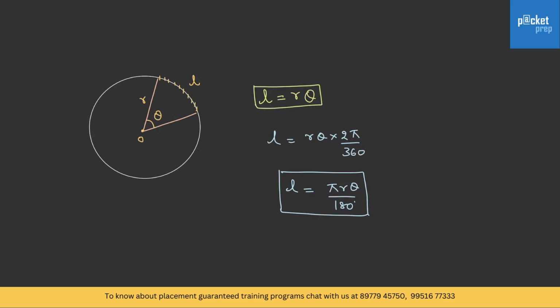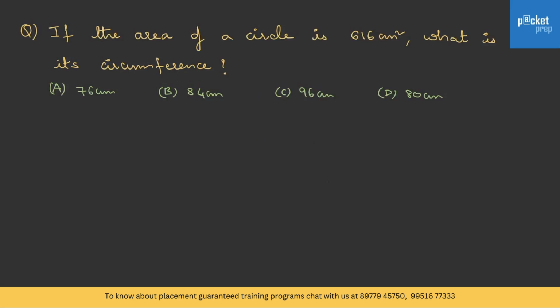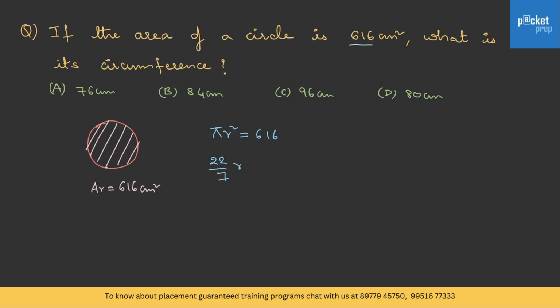Okay, this much of basics is enough. Let's quickly get into the questions. The area of a circle is 616 centimeters square. What is its circumference? So they have given a circle with area 616 centimeters square. From this data we can find the radius. Area of a circle is pi r square. So pi r square is 616. 22 by 7 into r square is 616. R square is 196 and r is 14 centimeters.